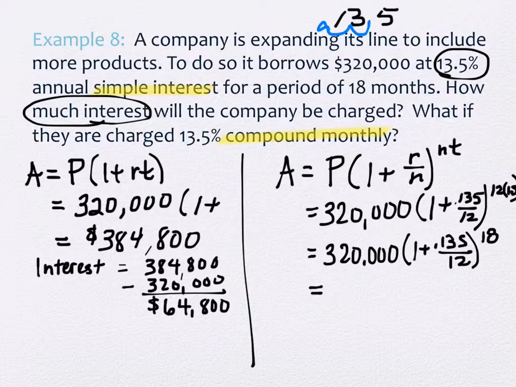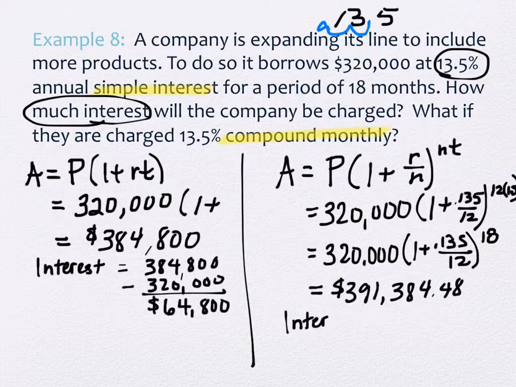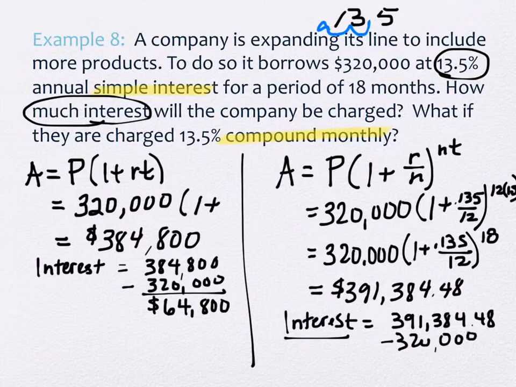Oh, I didn't write this one down. 391,384.48. Okay, so we're going to write the change down. So then his interest would be what? Yeah, I think 320. I think I'm hearing you guys right. So this would be 71,384.48. Yes? Okay, so a couple of things to note.